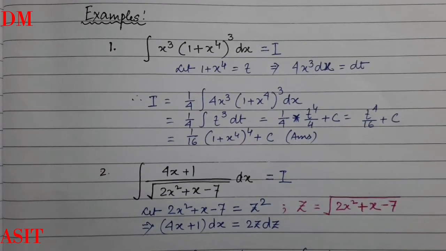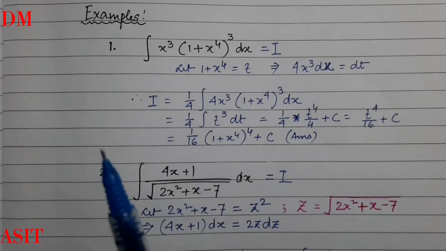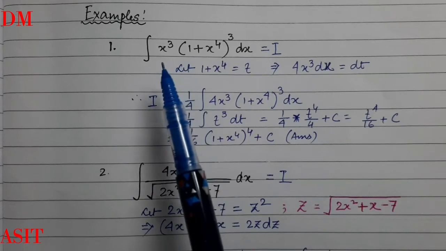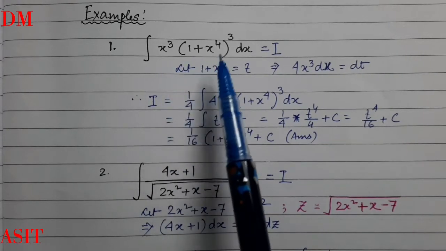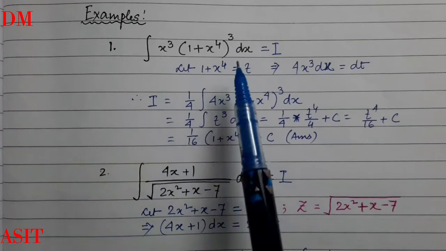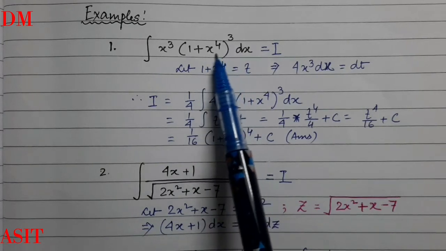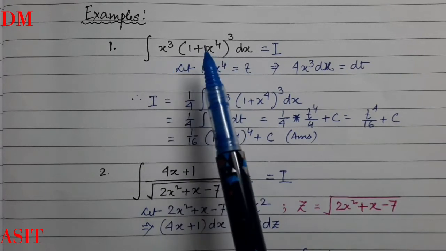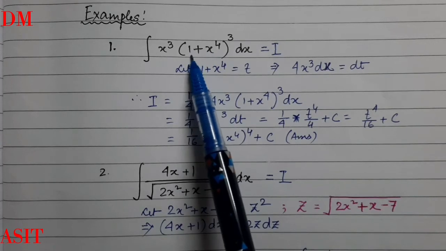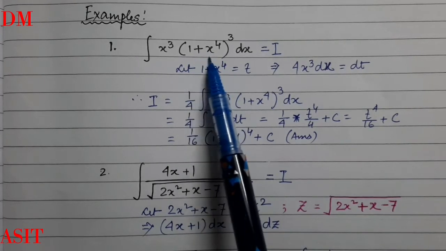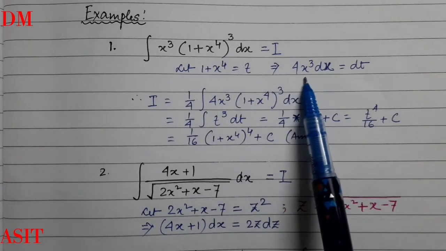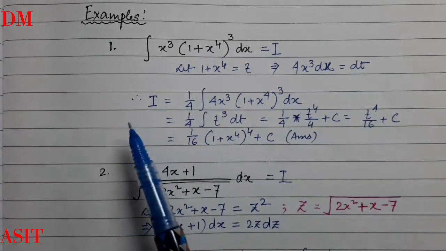In this video I have solved around 20 questions. Let's see the first question. The first question is very easy. This is x cube into (1 plus x to the power 4) whole to the power 3 dx. The differentiation of x to the power 4 is actually 4x cube, and the constant term has no effect. So if we take the whole thing as t, it will be 4x cube only. So 4x cube dx should equal dt.